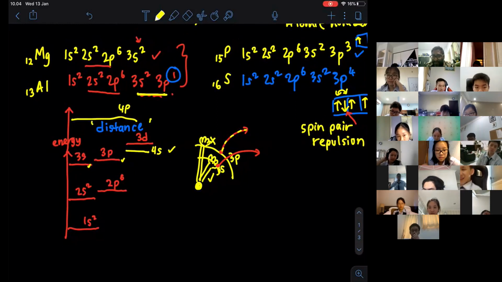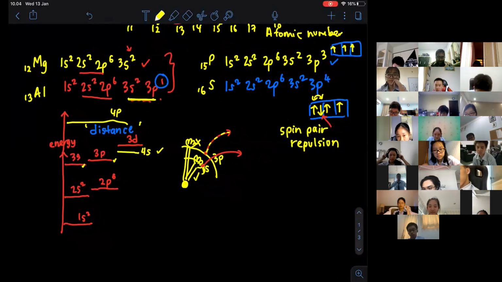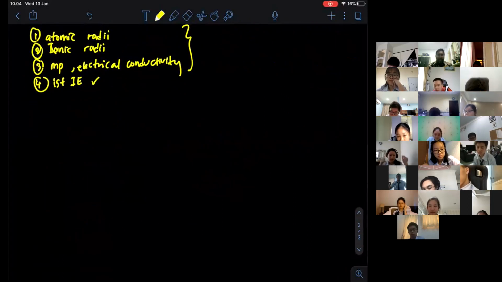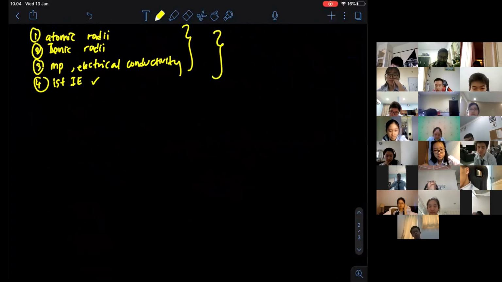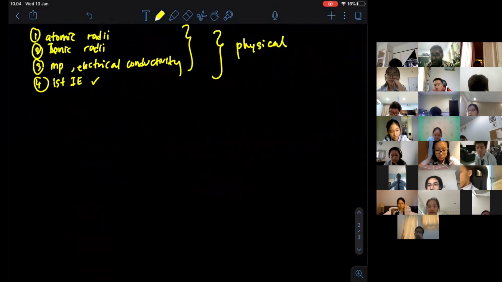Is that okay, guys? So today we have covered all the parts of what we call the physical part, the physical trends for periodicity. Starting from tomorrow, we are going to look into chemical aspects, for example reaction with water, reaction with oxygen, and so on. We will discuss that later.